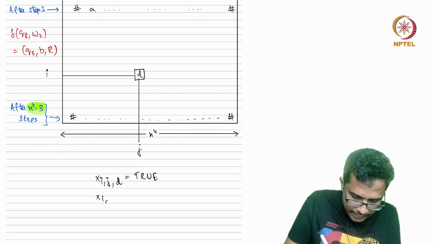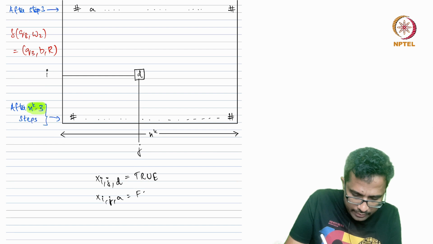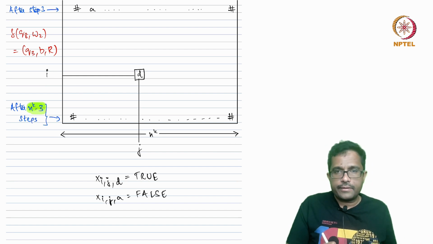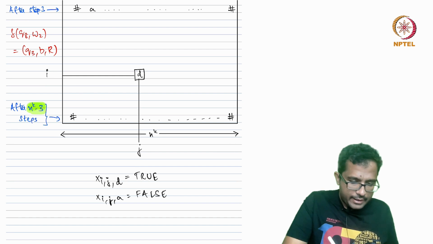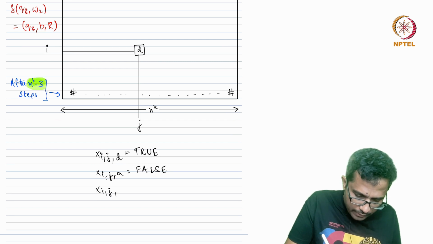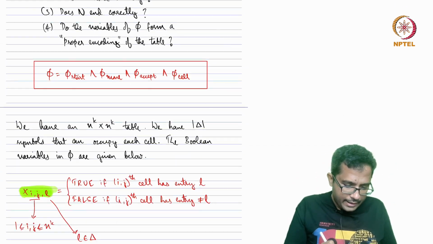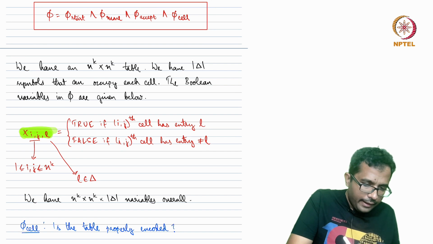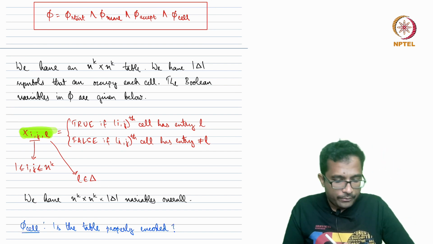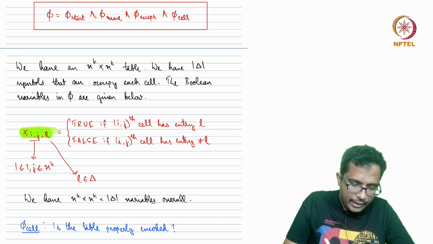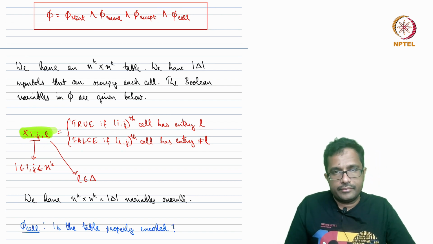Now any other variable like ij comma a will be false, because the variable ija denotes that the ijth cell contains the symbol a, which we know is false, because it contains D. So ijD should be true, and ija, ijb, or anything else, let's say ij hash, should be false. So this is what xijL denotes. I and j denote the row and column, L denotes a member of delta, and this Boolean variable only takes true and false. It indicates whether the ijth cell contains the entry L: true if it does, and false if the cell contains some other entry, not L.